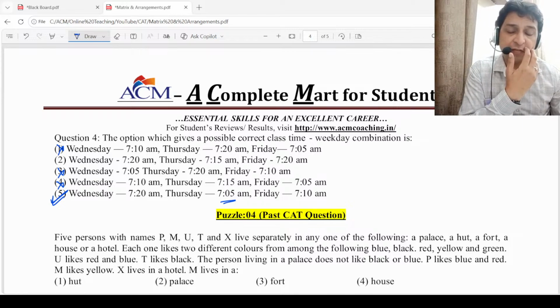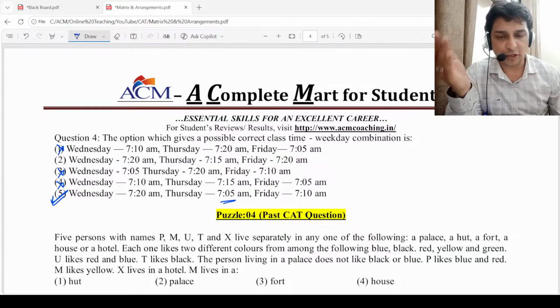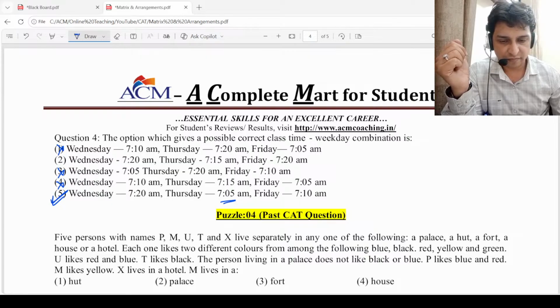We can decide whether we're going to use the table method or we're going to use the matrix method. That is very, very important to understand. Let's take another puzzle. Let's take one more puzzle.